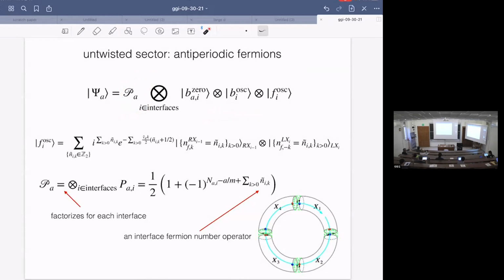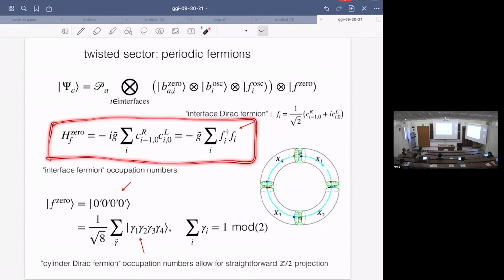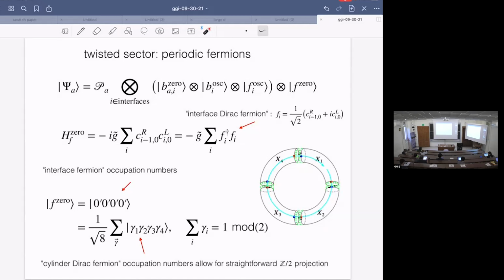So for the antiperiodic fermion case, aside from adding quantum numbers associated to occupation numbers of these fermions, it largely follows the Laughlin case. The novelty occurs when we consider the twisted sector, which is associated with periodic boundary conditions of the Majorana fermions. In that case, there are zero modes, and we have to be careful to account for them. So the zero mode Hamiltonian is very simple and written in terms of Dirac fermions formed by Majorana fermions at nearby interfaces.